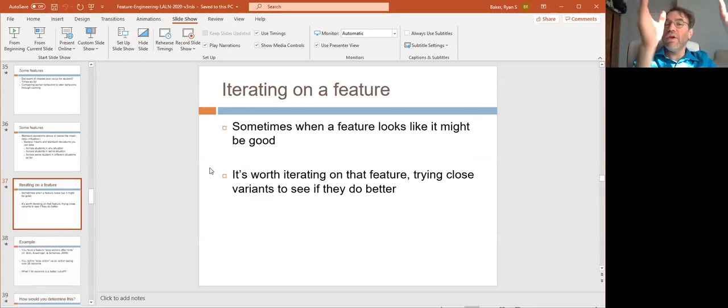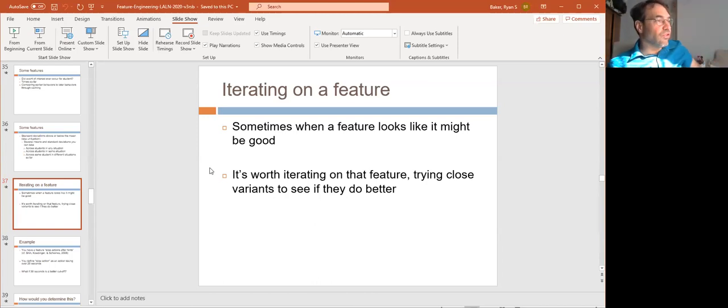So, iterating on a feature. Back in step two, when you're deciding what features to make, on your first pass, you probably want to pick features that are pretty different from each other. But once you've created some features, built a model, tested them out, and found that 70 seconds is a really great feature, then like I mentioned before, try close variants. You can even do a grid search where you just try 71, 72, 73, 74, 75. Or you can do an iterative gradient descent to get the optimal feature values.